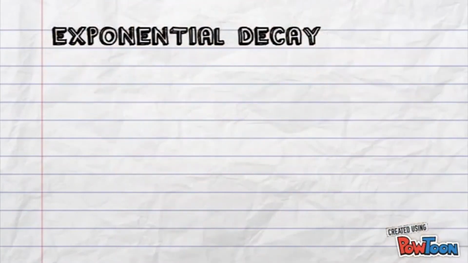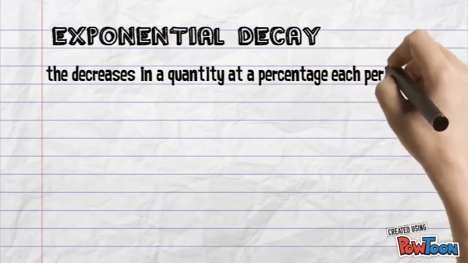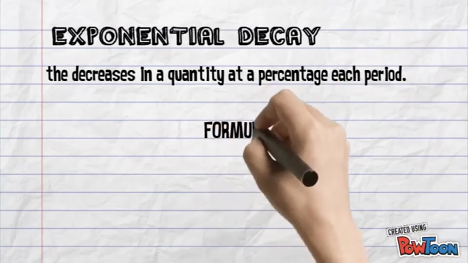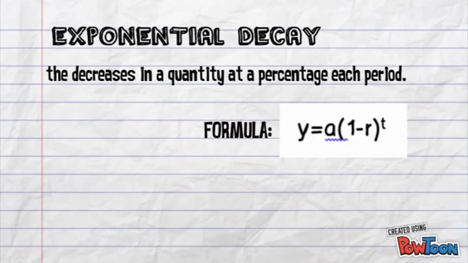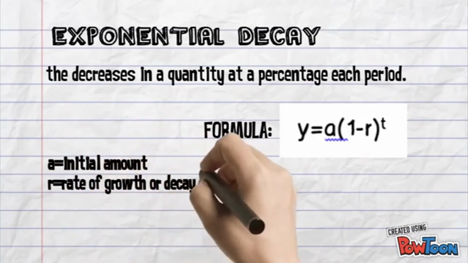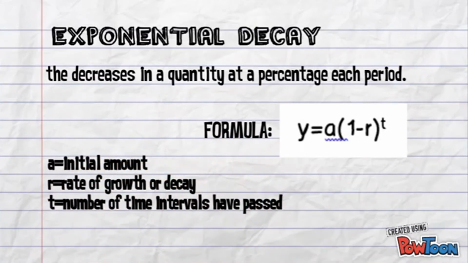Exponential decay is when you have something that decreases in quantity at a percentage each period. For example, the half-life of a radioactive element. Exponential decay is given by the formula that you see right here: y equals a times (1 minus r) to the t. A is the amount that you started with, r is the rate of decay as a decimal, and t is the amount of time that's passed.